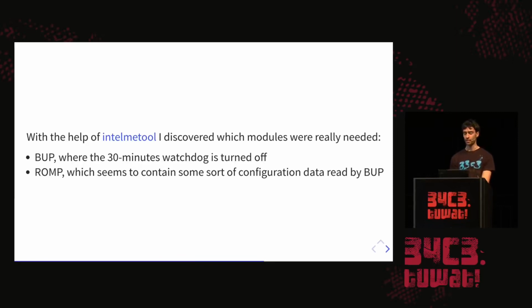The ROMP module, which is not always present, seems to contain some sort of configuration data read by BUP, but it's very small, something like 2 kilobytes, so not a problem. Interestingly, there is no kernel now, because the kernel module has been removed. So it seems that on generation 2, it's possible to have a fully functioning PC without a kernel running in Intel ME.